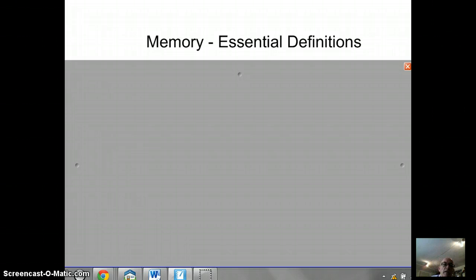Okay then, so we're looking at essential definitions, and we're going to be using them right through the whole memory topic, so it's important that we've got all of these clear. So by the end of the talk, you should have some notes with each of these key words down, and also have really clear definitions and examples for yourself so that you can explain them.